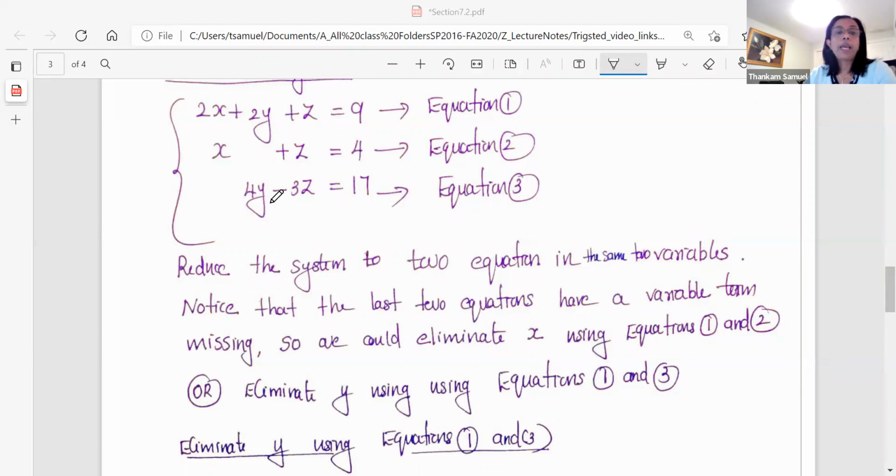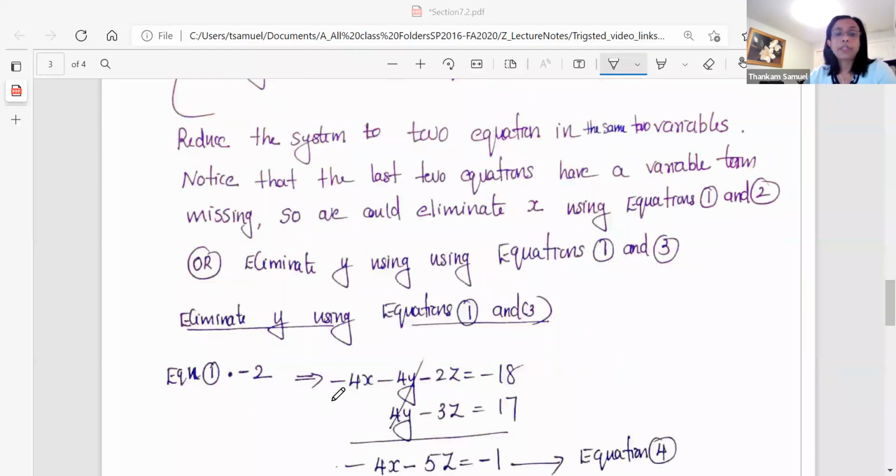In order to eliminate the variable term y, we have to make the y terms additive inverses, or in other words, we need to make the coefficients of y equal and opposite. So for that, we are considering equation 1 and 3. To eliminate the variable term y from these two equations, multiply the first equation by -2.